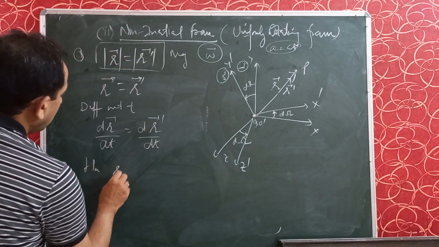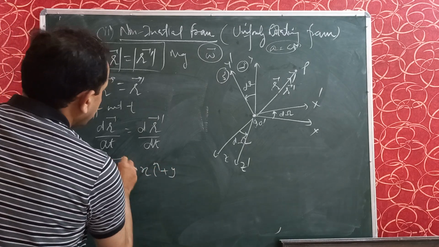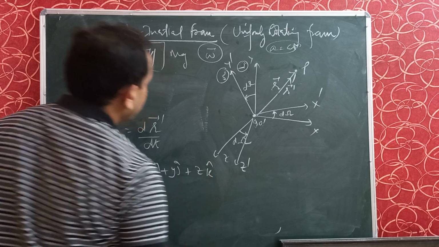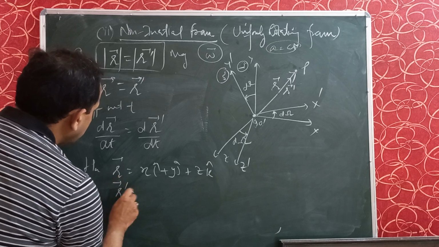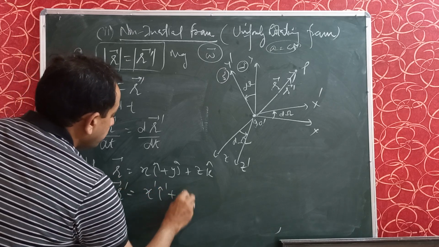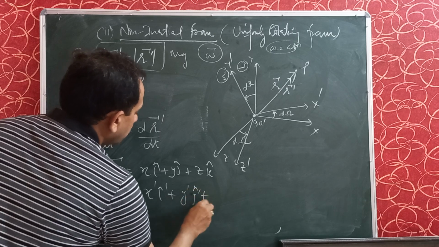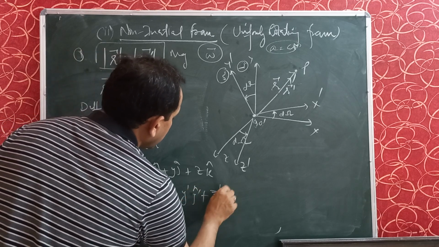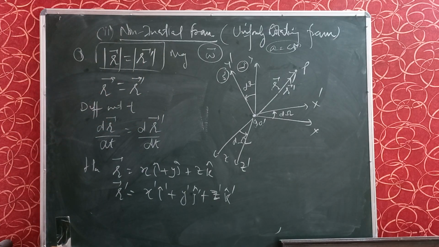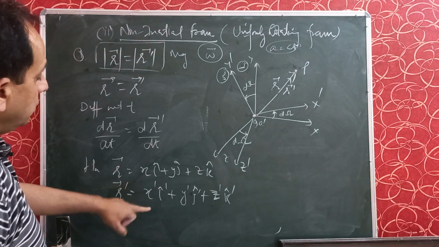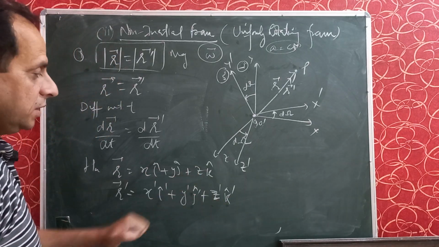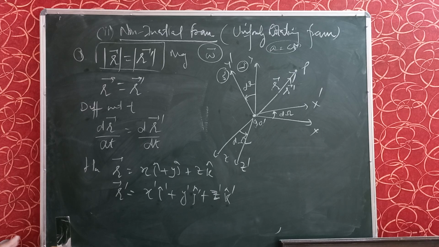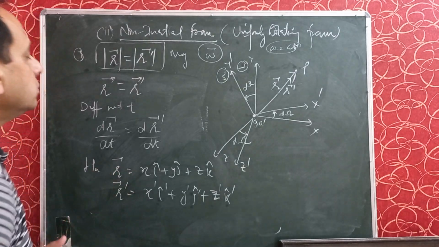Here r is x i plus y j plus z k. These are the three components of the r vector, and the three components of the r dash vector are x dash i dash plus y dash j dash plus z dash k dash. These are the values of r and r dash. So, it is interesting here that i dash, j dash, k dash means directions are also different as compared to i, j, k.